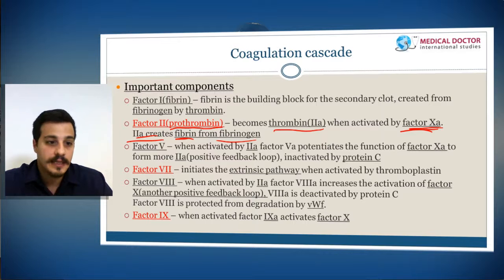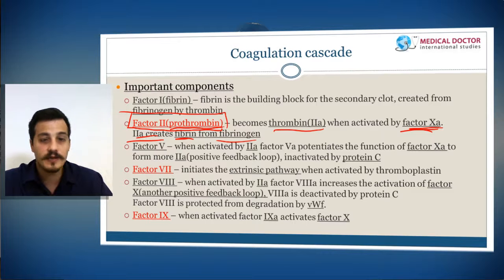Now, you see that factor 2 or prothrombin, amongst other factors in this list, are highlighted in red. Now, this denotes that these factors are vitamin K dependent. We're going to talk about exactly what that means in a bit, but you do need to remember which factors of the coagulation cascade are made or depend on the activity of vitamin K.